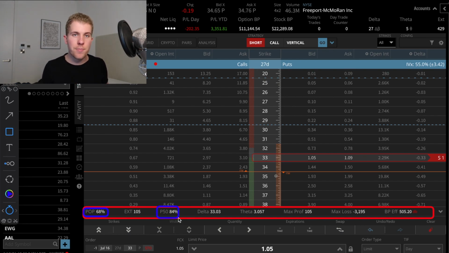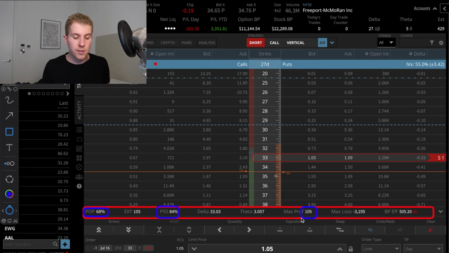The P50 is the probability of profit at a 50% profit target, meaning that my max profit is $105. If you take 50% of that, I have around an 84% probability of reaching a profit of 50%, meaning around $77, $78, which is 50% of $105. So you see that you have quite a lot of information. You can know quite a lot of things even before entering the trade.